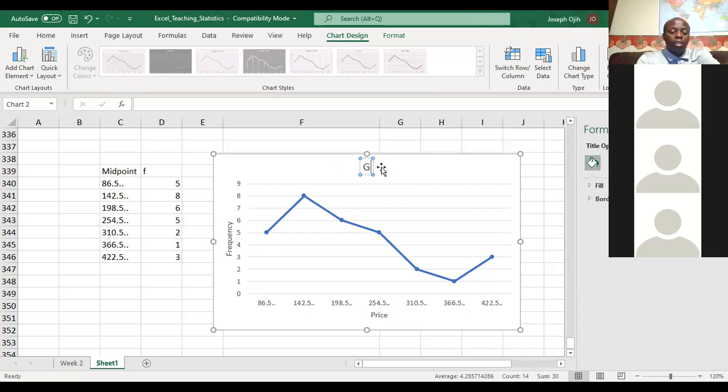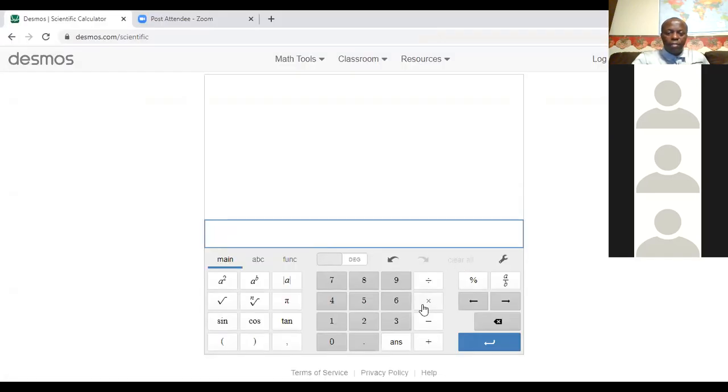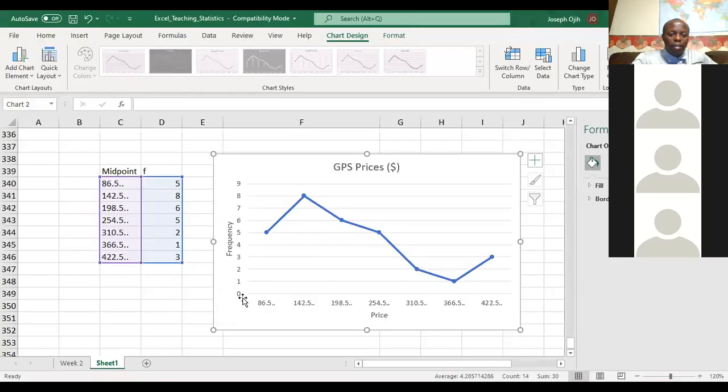Now, GPS prizes, of course, in dollars. Now, because this is quite a histogram, we have to close it. So this is 86.5. Now, the class width is 56. So I'm going to do 86.5 minus 56, which is 30.5. So that will show me where to put the last, how to close it on the left side. So about 30.5, which should be located around here, towards the end.